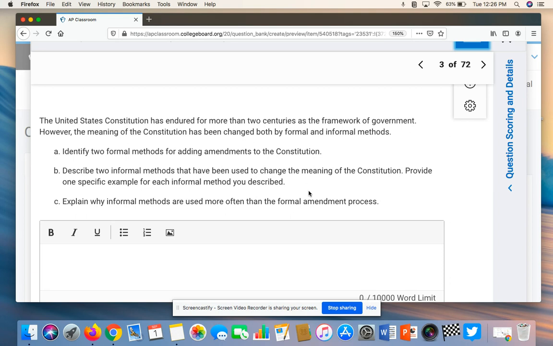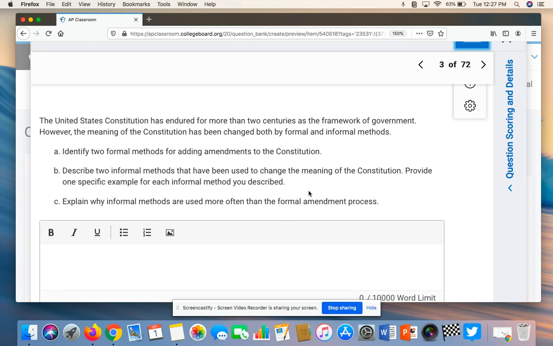First, it says, identify 2 formal methods for adding amendments to the Constitution. So to answer this question, you would say, 2 formal methods for adding amendments to the Constitution are, okay, and then you would talk about how 2/3 of Congress can propose an amendment to the Constitution, or you could have a convention of the states, and then you would talk about the ratification process for both of those proposals. So those are the 2 formal methods for adding amendments to the Constitution. That is how you would answer that question.